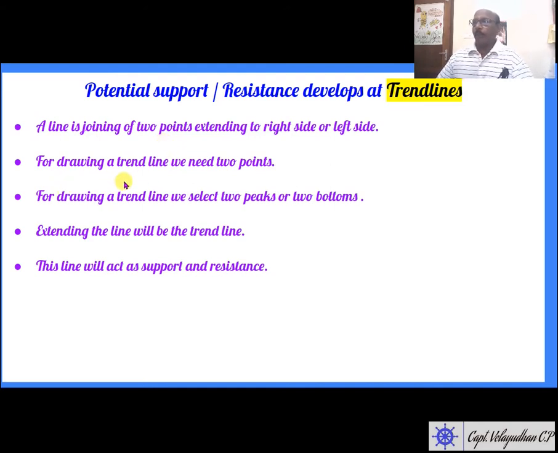For drawing a trend line, we need 2 points. For a trend line, we select 2 peaks or 2 bottoms. Extending the line will be the trend line. This line will act as support and resistance. Here we are dealing with 2 peaks or 2 bottoms. Let us have a look at the chart.